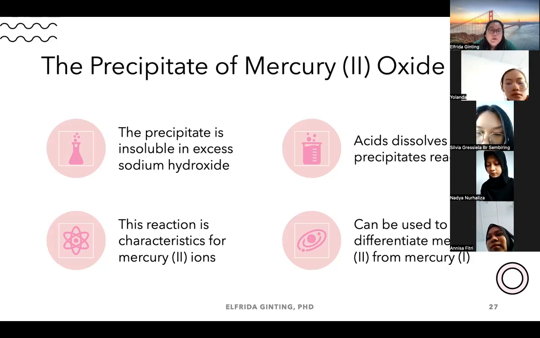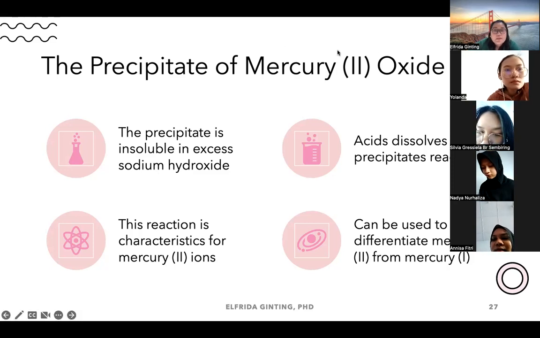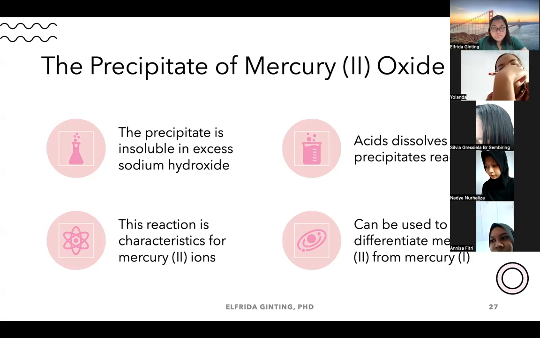So look at our last week's note. What happened when you reacted mercury 1 with sodium hydroxide? For the mercury 2 oxide, when you react it with sodium hydroxide, it will form a yellow precipitate, right? But when you react it with acid, the yellow precipitate will dissolve. Later we can see that this type of reaction can be used to differentiate between mercury 1 and mercury 2.